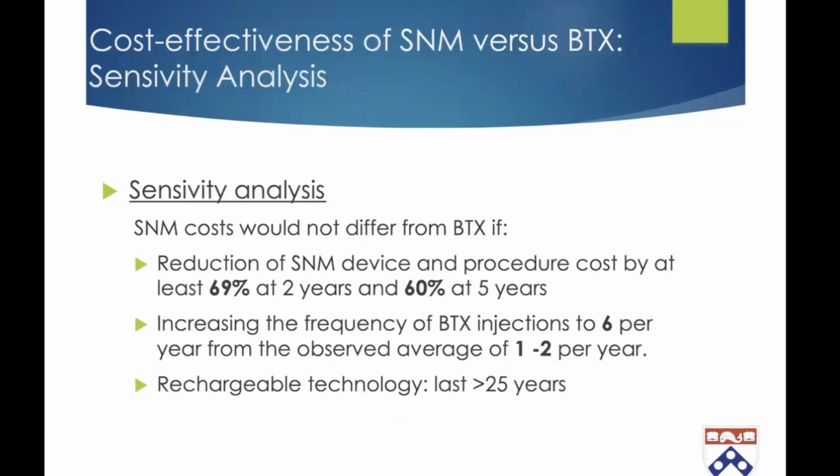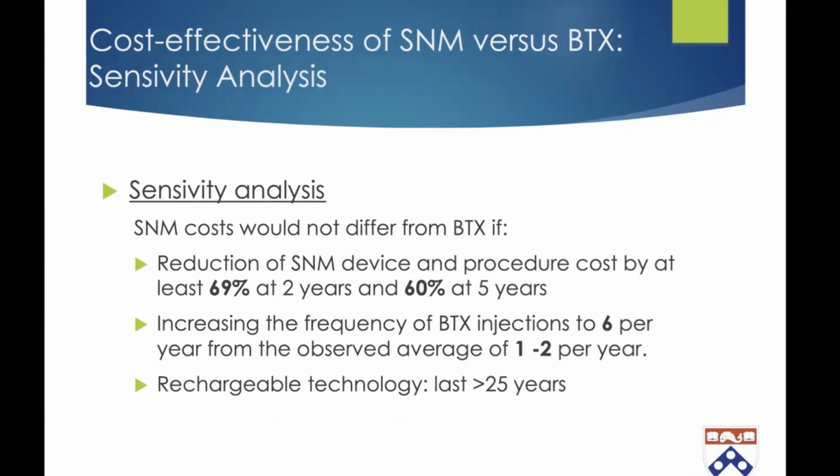So then we did sensitivity analysis. Okay, what if we reduce the InterStim device cost? How much does it have to go down to break even? Well, at 2 years, it had to come down 69%, and at 5 years, 60%. That's a lot of cost coming down. I don't know if the device manufacturers would be willing to drop their costs by that much, or really the hospital for their surgical costs.